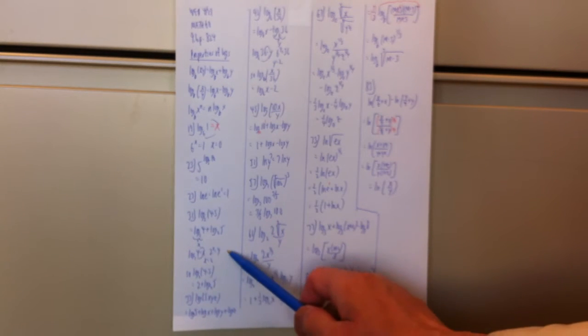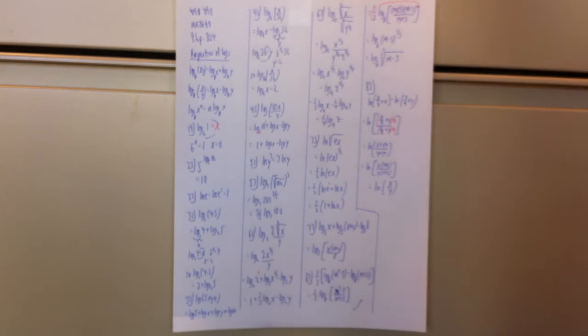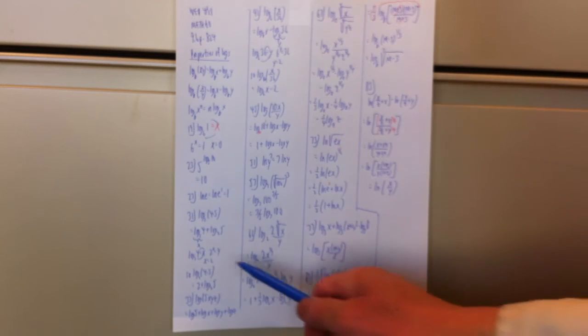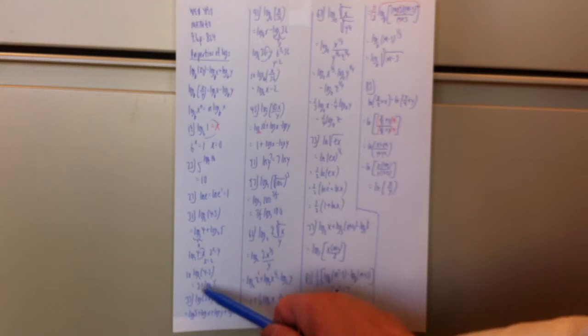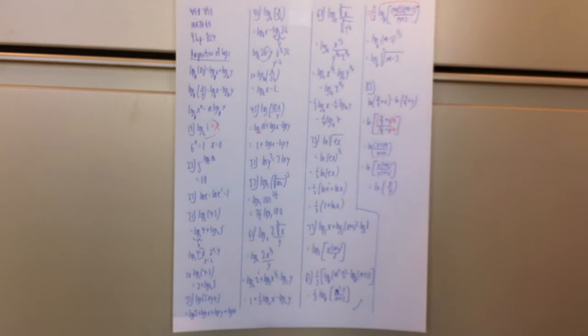Unscramble it. 2 to the x equals 4. So you're saying 2 raised to what power is 4? Well, that of course is 2. So now I can rewrite this answer as 2 plus log base 2 of 5. So the final answer is 2 plus log base 2 of 5.